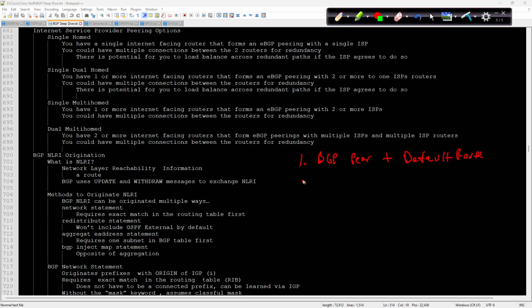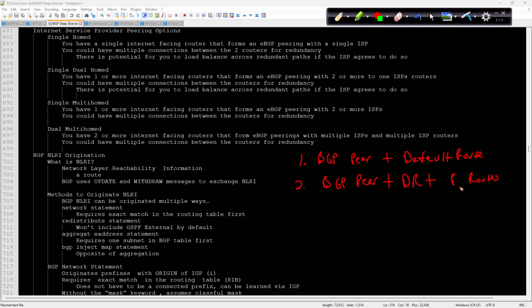The second one is going to be BGP peer, and you get the default route plus provider. Oops, it's supposed to be a P. P routes. That's supposed to be an R. What do I mean by P routes? P routes, or provider routes, are the routes that the provider owns and advertises to you.